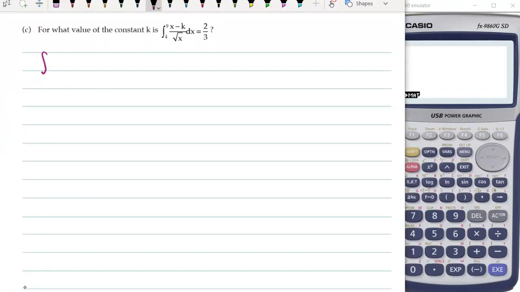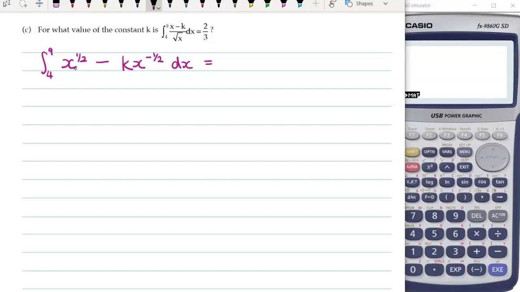Okay, for part C, let's go from 4 to 9 and simplify the fraction that we've got in here. So that would be x over x to the half minus k over x to the half. Now if we do x over x to the half, using the laws of powers, that's 1 minus a half on the powers. So that becomes x to the half. And this one I'm going to rewrite in line, so it's kx to the minus a half.